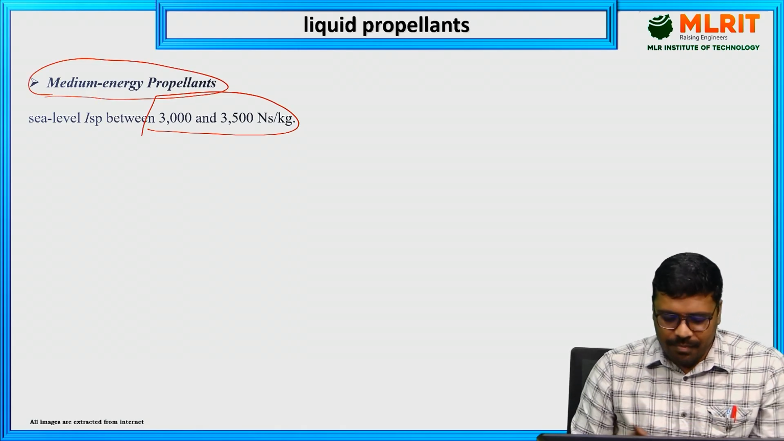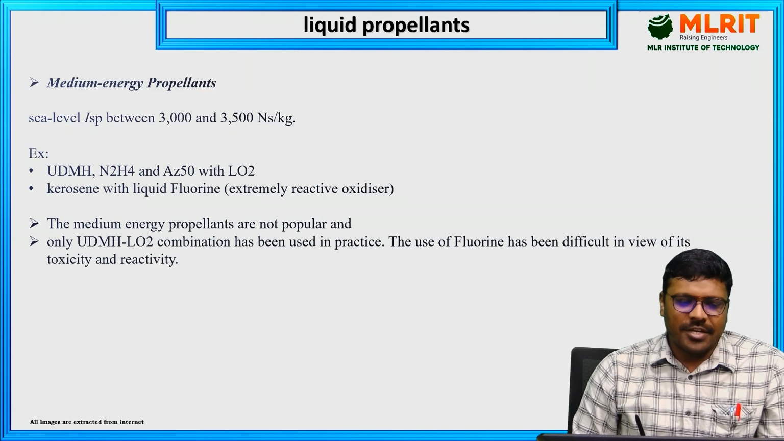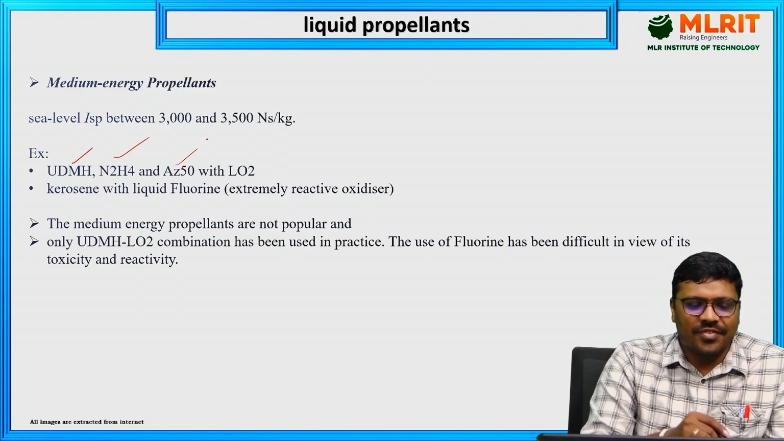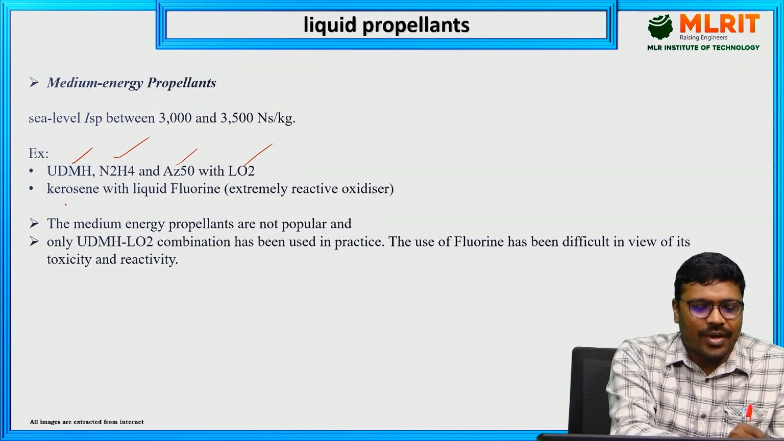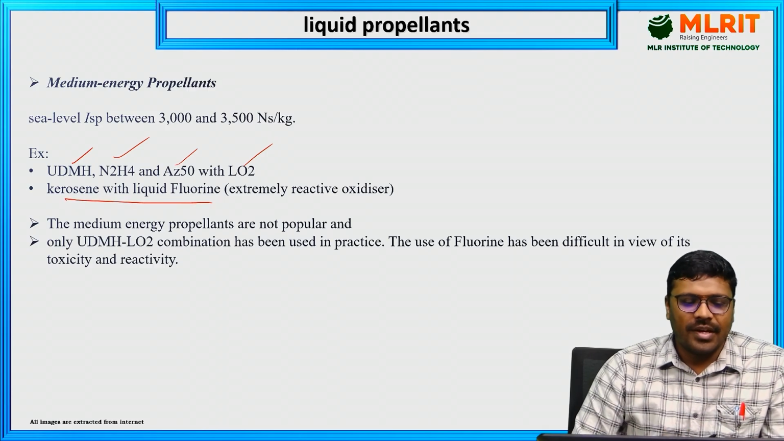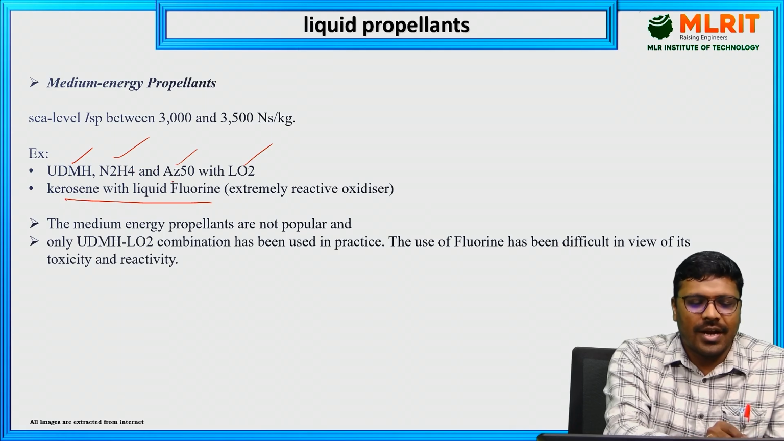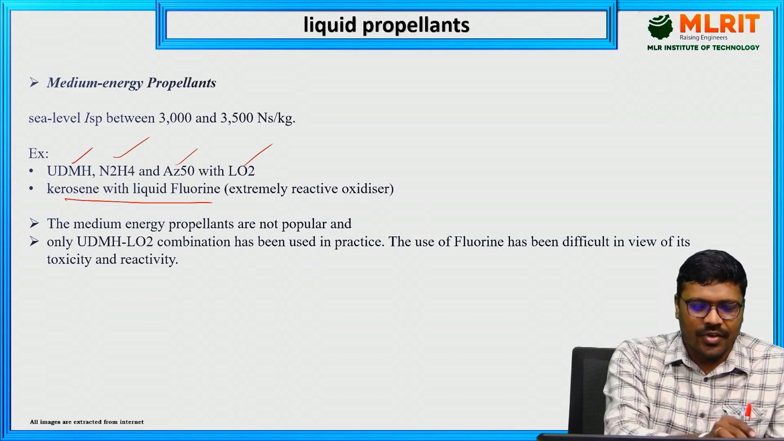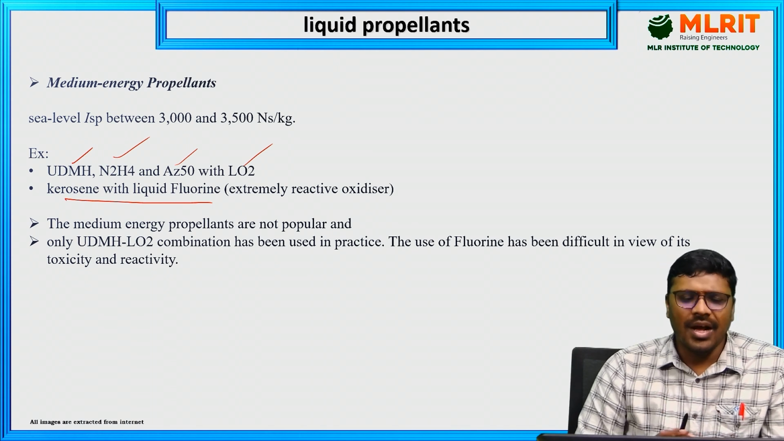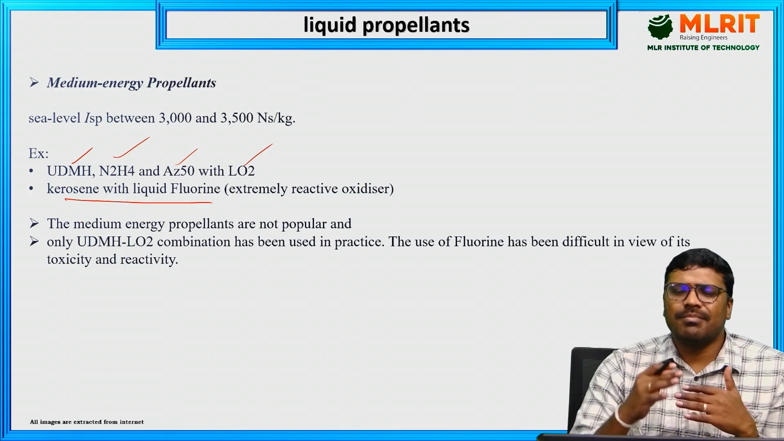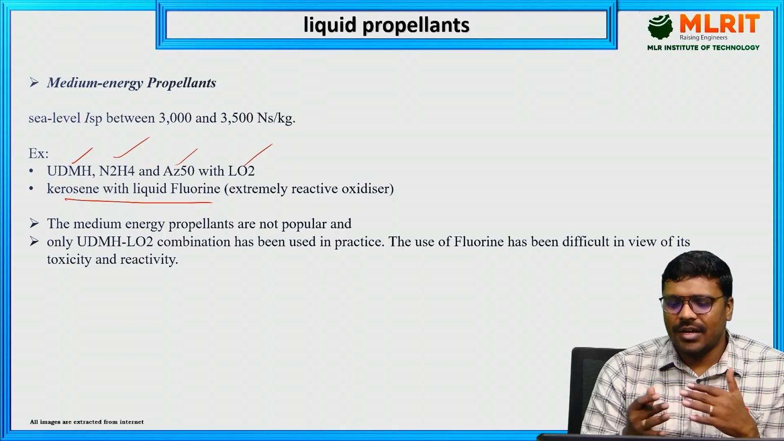Coming to the list of medium energy propellants: UDMH, N2H4, AZ50, Aerozine, LO2, and kerosene with liquid fluorine, UDMH and N2H4 with AZ50 with LO2, liquid oxygen, and kerosene with liquid fluorine. All these come under medium energy propellants, but in most cases these medium energy propellants are not much used in practical applications.